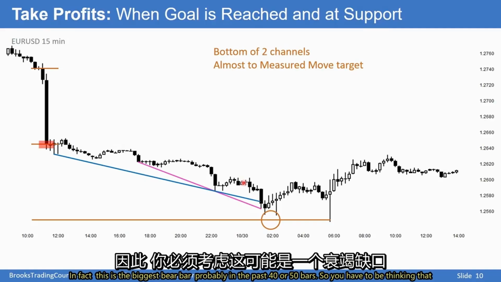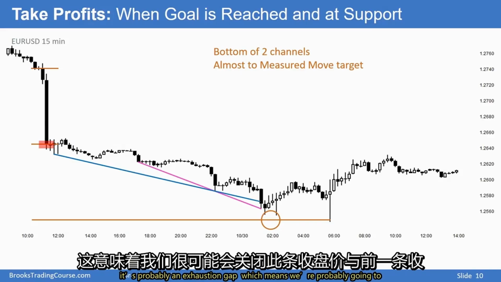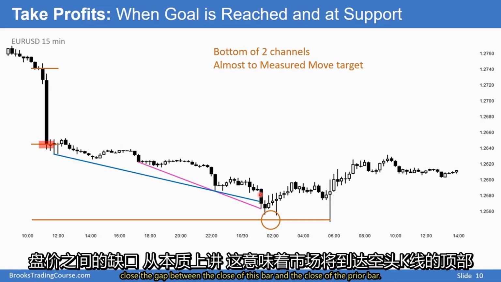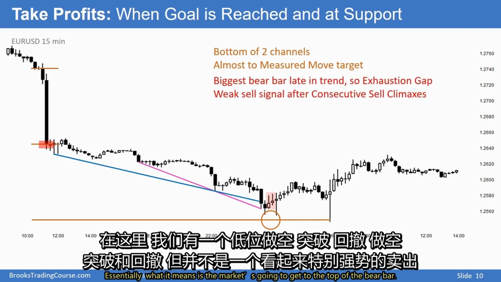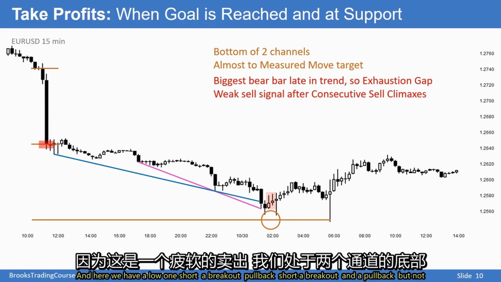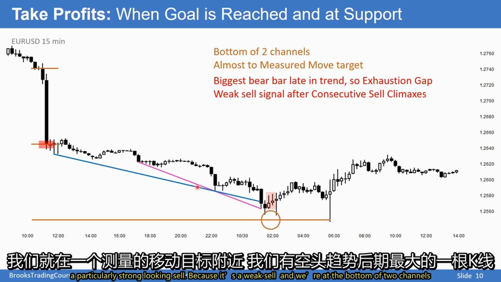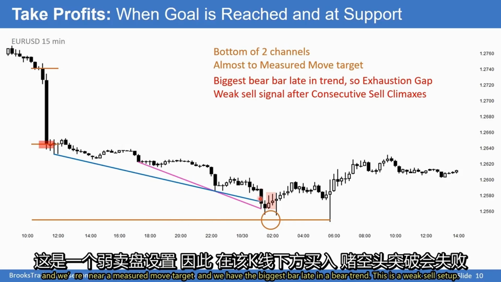So you have to be thinking that it's probably an exhaustion gap, which means we're probably going to close the gap between the close of this bar and the close of the prior bar. Usually what it means is the market's going to get to the top of the bear bar. And here we have a low one short, a breakout pullback short, but not a particularly strong looking sell. Because it's a weak sell, and we're at the bottom of 2 channels, and we're right near a measured move target, and we have the biggest bar late in a bear trend. This is a weak sell setup.